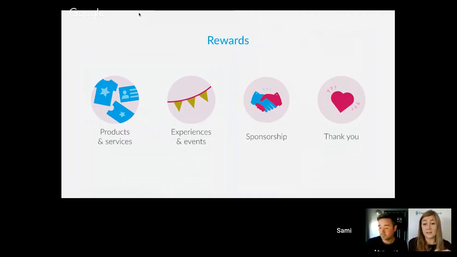So first off, it's not essential to have rewards on your page. You can just run a donations only crowdfunding project, and that option is available to you. However, we do see time and time again that the average pledge on a project will increase quite a lot if you've got rewards on there.